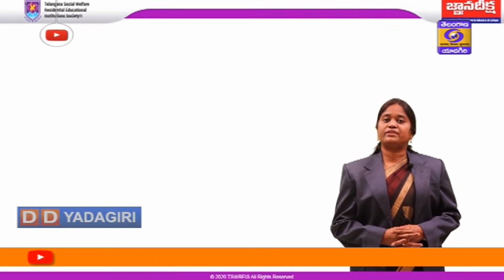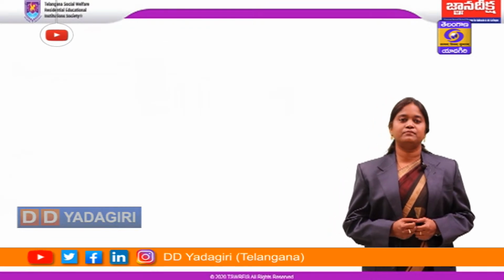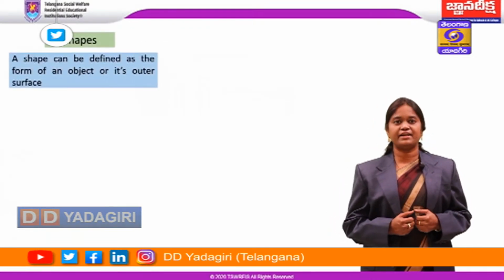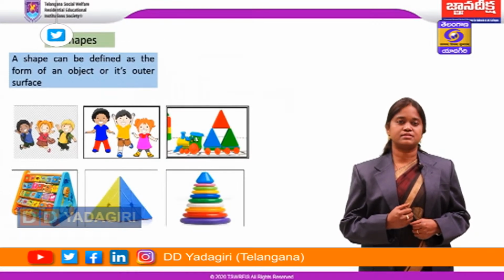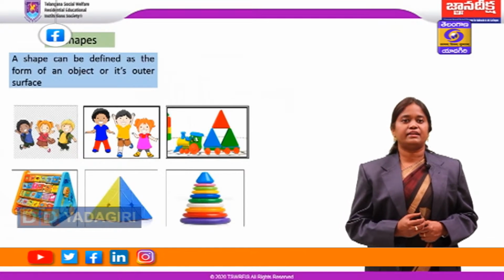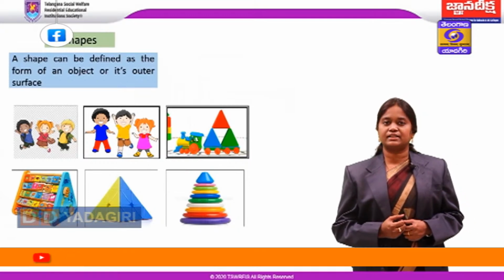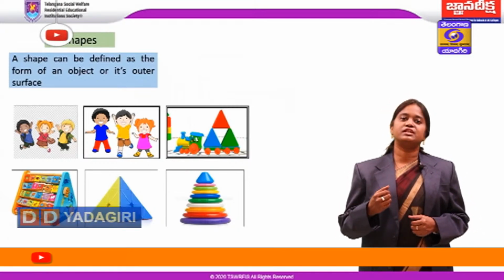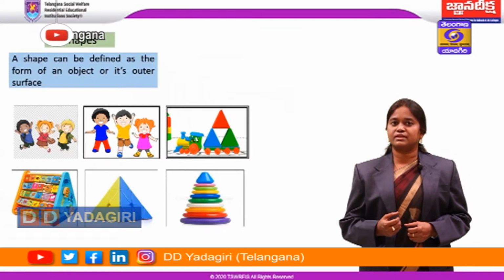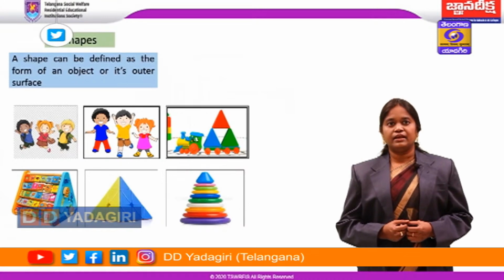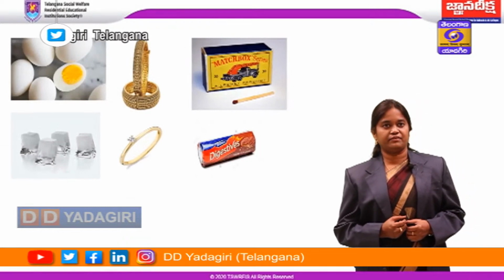Children, everything we see in the world around us has a shape. What is a shape? A shape can be defined as the form of an object or its outer surface. We can find different two-dimensional shapes such as squares, rectangles, circles, and three-dimensional shapes such as prism, cylinder, sphere in the objects we see around us. Children, here are some objects of different shapes which we use in our daily life.